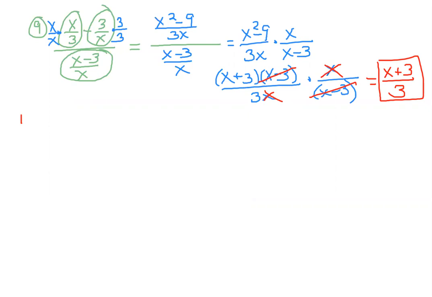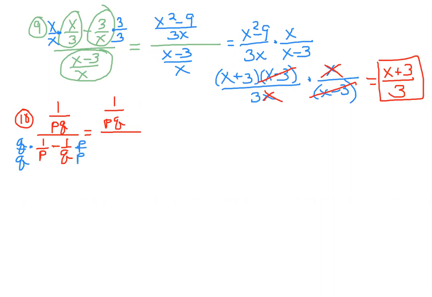Okay, let's look at number 10. 1 over PQ over 1 over P minus 1 over Q. Okay, we got to do the same thing we did in number 9, except our numerator already is 1. Now we have to change our denominator. And our common denominator is going to be P times Q. So we have to multiply this one by Q over Q, and this one by P over P. And that equals Q minus P over PQ.